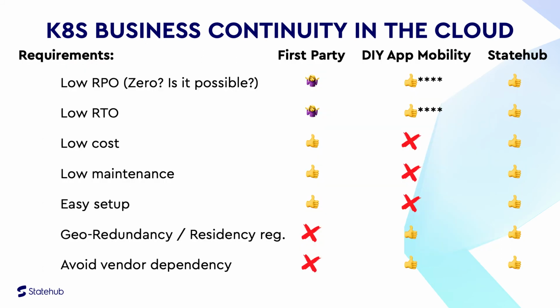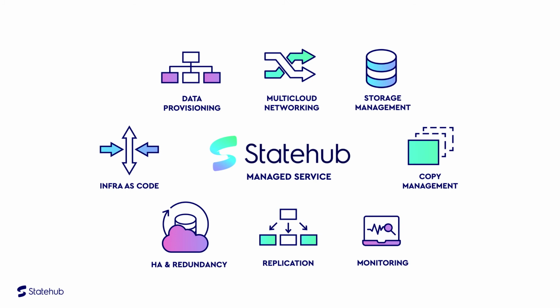With Statehub, you can have a business continuity plan with down to 0 RPO, RTO of seconds, global replication, freedom from vendor dependency, and operational in just a couple of minutes, and all of that for a reasonably low cost. We take care of all aspects of the data's lifecycle, its protection and its integration into your Kubernetes environment.